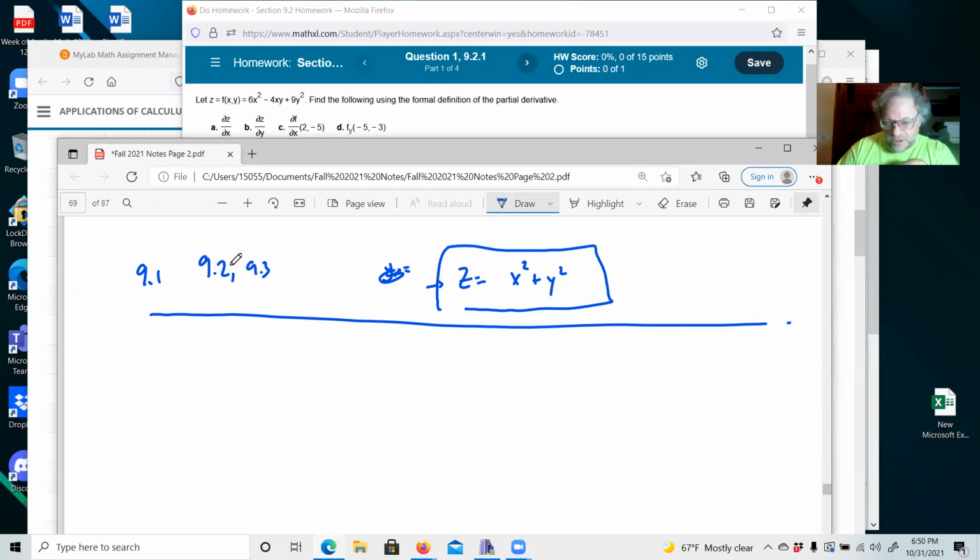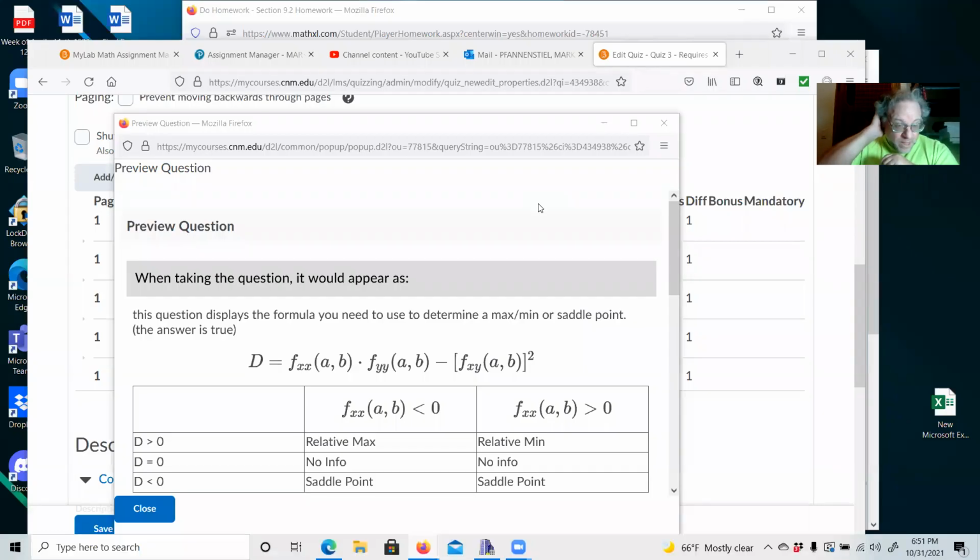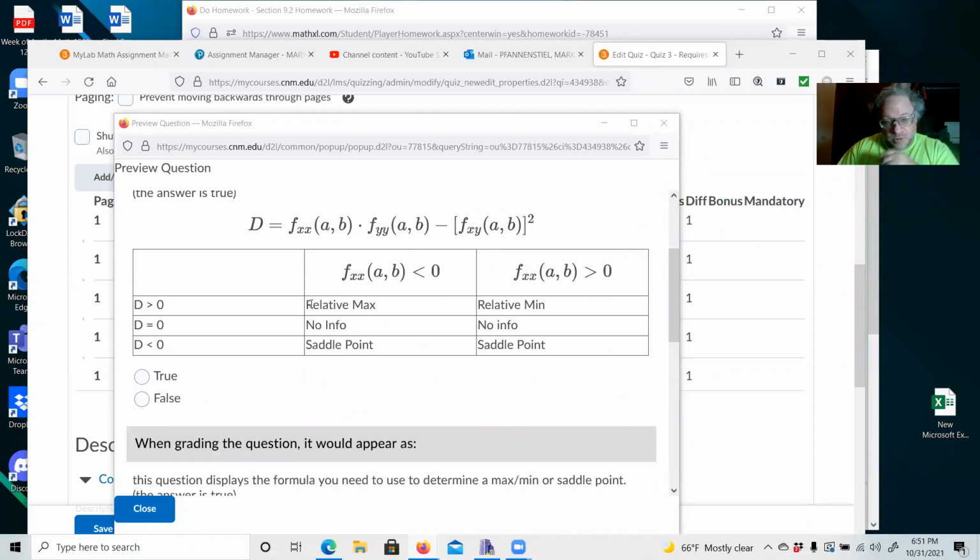Okay, so 9.2, 9.3. Let me pause this for a second to bring up part of your quiz. So this is literally part of your quiz. The answer is true, by the way. When you have to find extrema, you have to consult this chart where you take the second derivative with respect to x, the second derivative with respect to y, and then the mixed second derivative. x then y or y then x, it won't matter in this case.